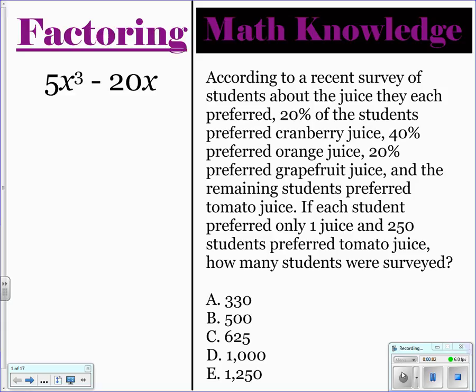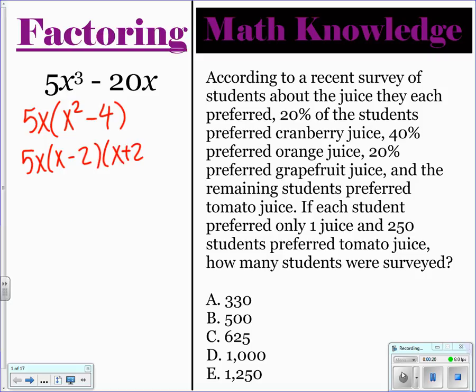All right, so y'all go ahead and do the factoring and the math knowledge question for today. Pause the video, and then once everyone is finished, you can unpause the video, and I'll show you the correct answers. So for this factoring, you're going to factor out a 5x, and you're going to be left with x squared minus 4, and then that'll factor as x minus 2, and then x plus 2. And so that would be the answer there.